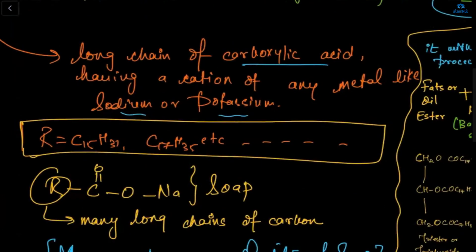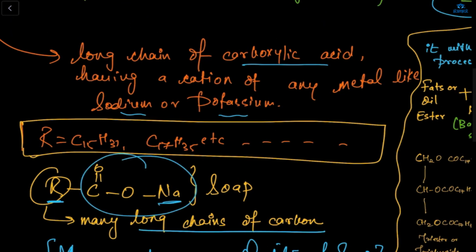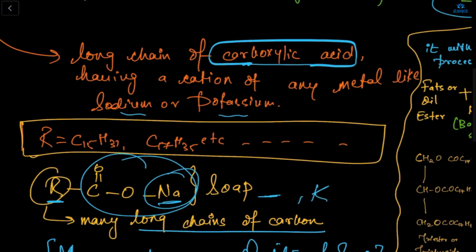See, this is my R. What is R over here? R is a long chain of carbon. And this is your cation, sodium, or we can also write potassium. And this is the structure of a carboxylic acid. So a long chain carboxylic acid, having a cation of any metal like sodium, or we can also write K over here for potassium. Okay, so this is the formula of soap.